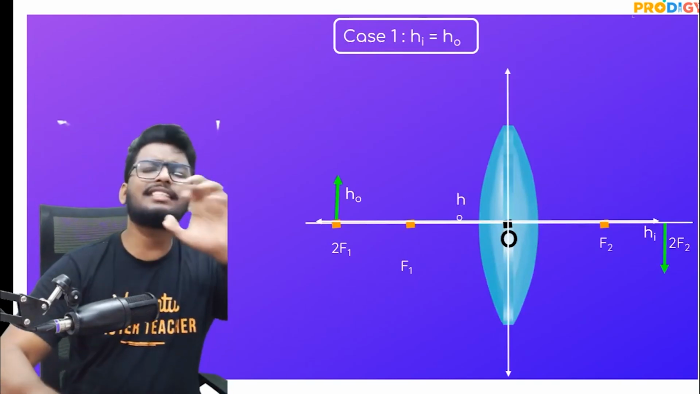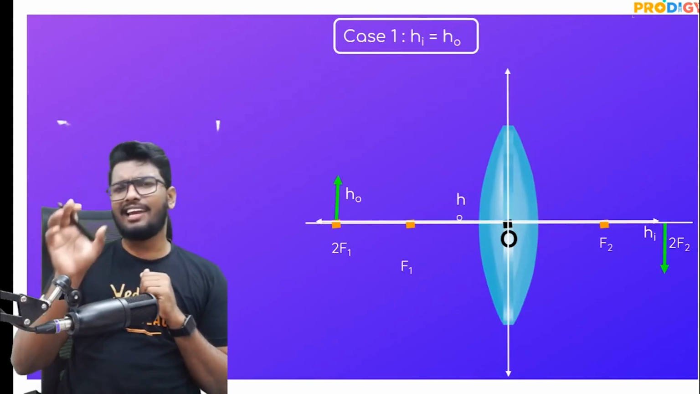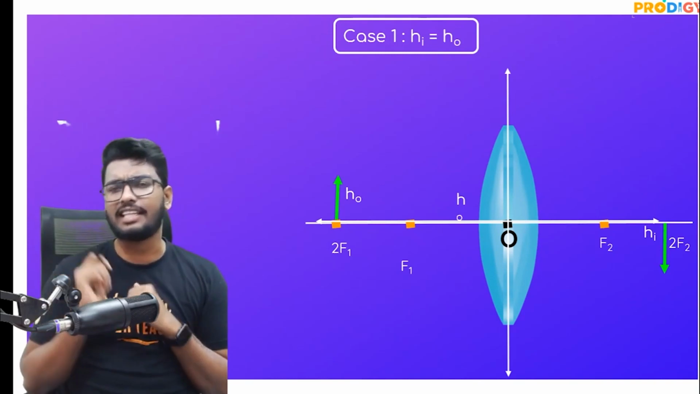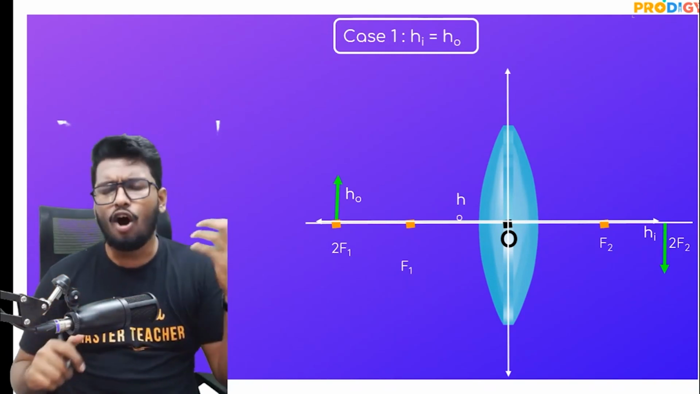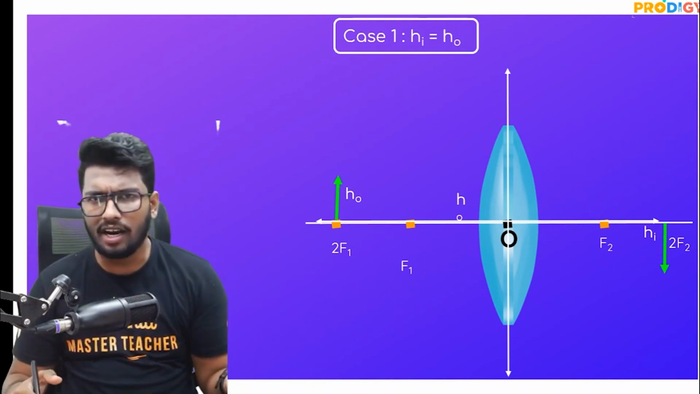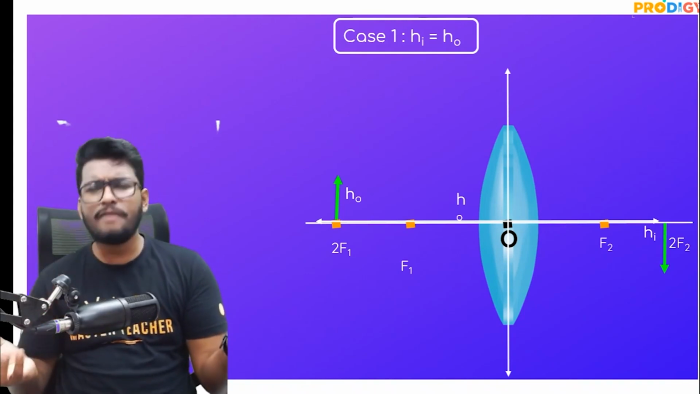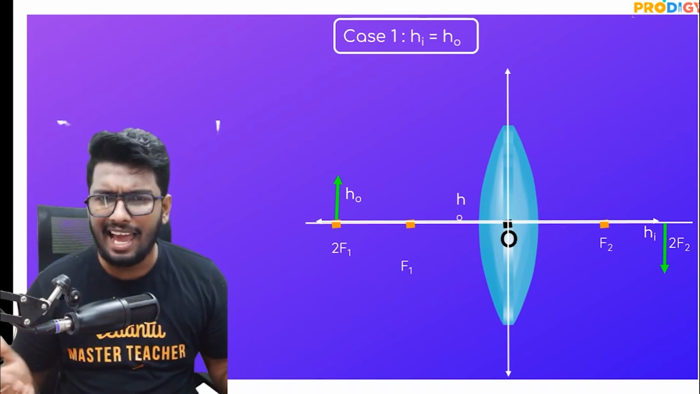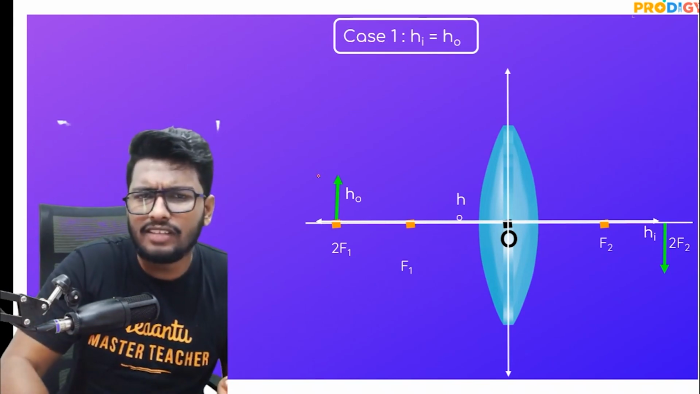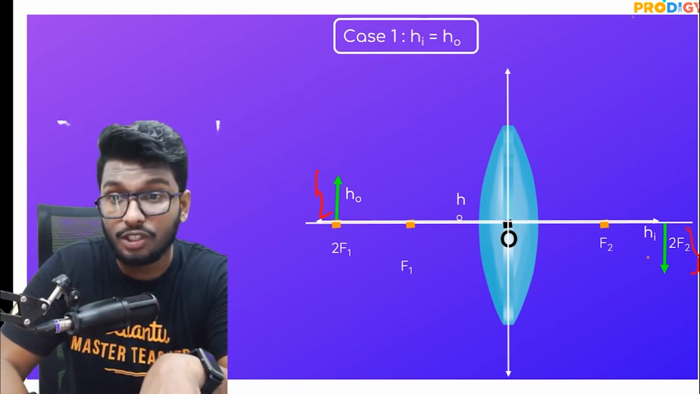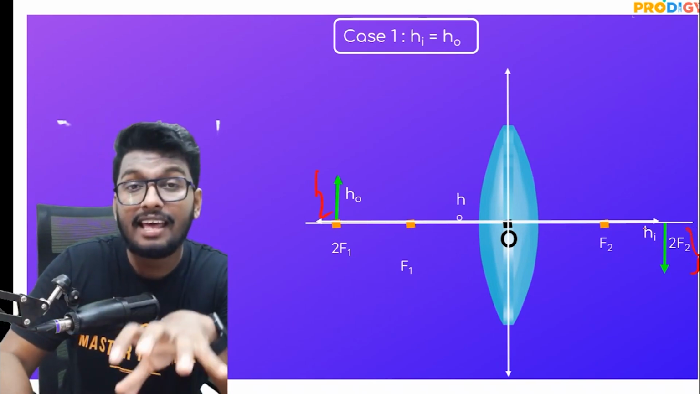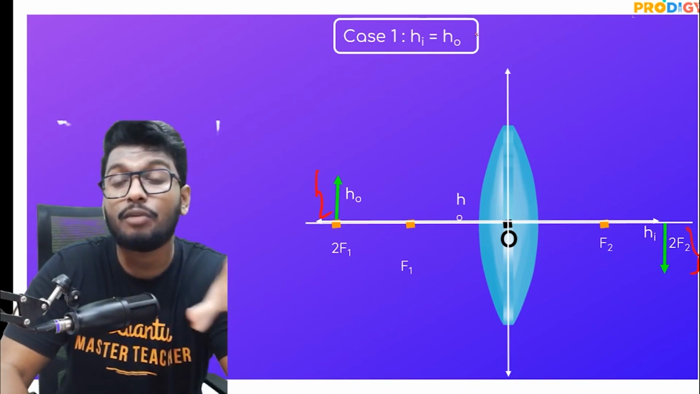Right. Let's take a couple of scenarios right now. So what I have right now is a convex lens. Now, one of the conditions in a convex lens is when the object is placed at 2f1, the image would be formed exactly at 2f2. And if you look at the size of the image, it is of the exact same size. Now, if you find the magnification in this condition, the height of the image and the height of the object is same.